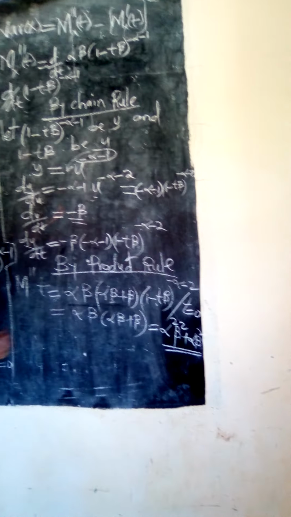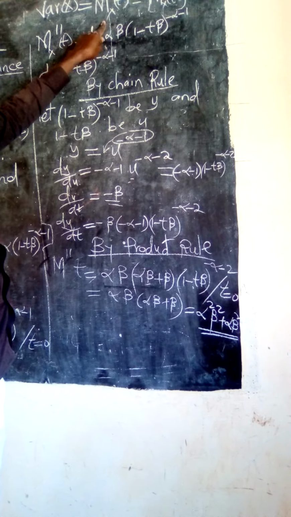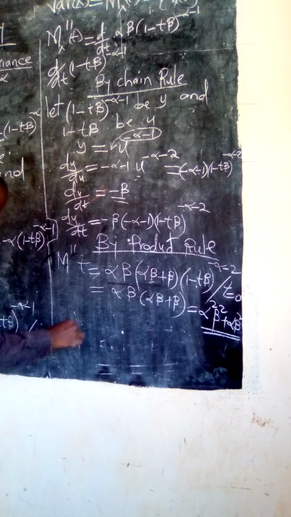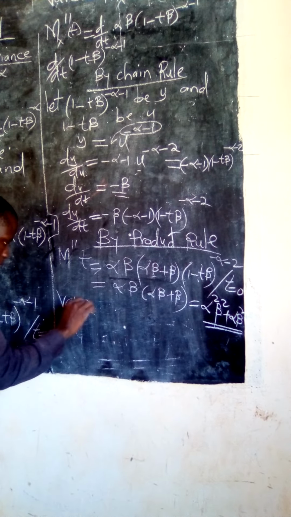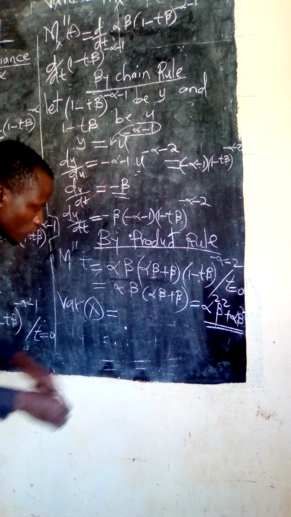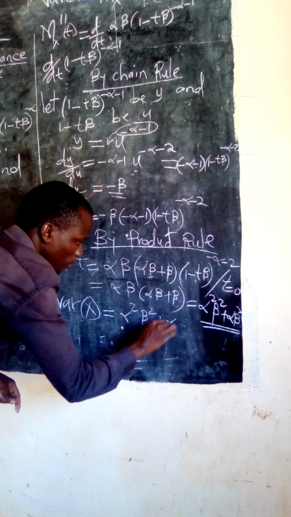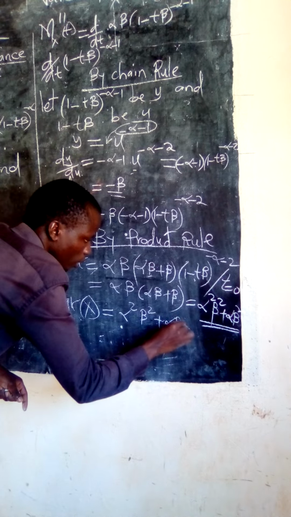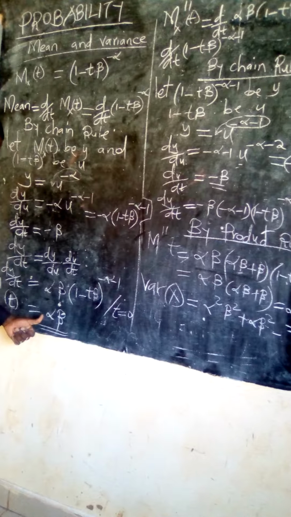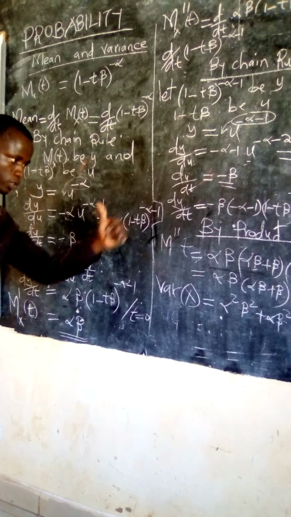Now after getting that, you can come and get the variance, because already you know the second derivative, you know the first derivative, and therefore you can now get the final answer by saying that Var(X) is now equal to M2(0), which is this, that is alpha squared beta squared plus alpha beta squared, minus, remember our first derivative we say that it is alpha beta, so this is what we write, but I square it because that's the formula.